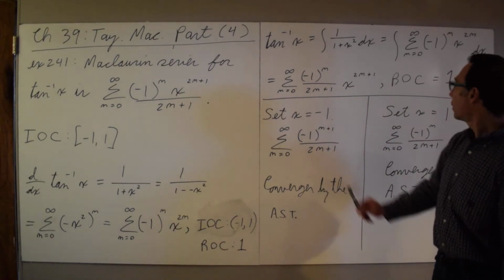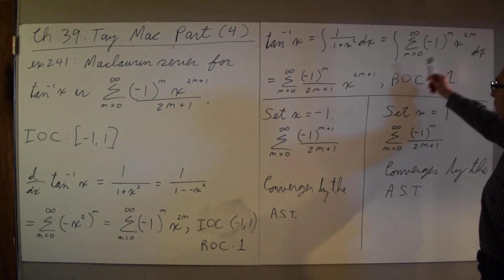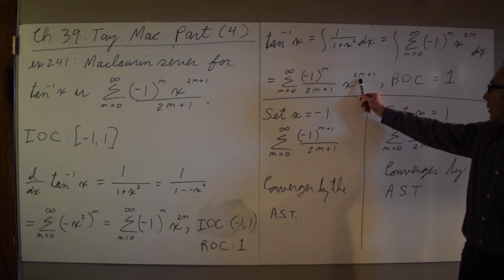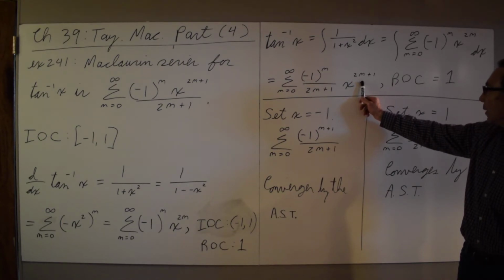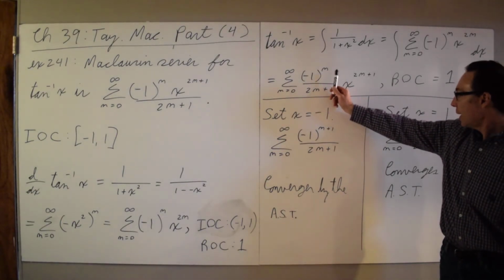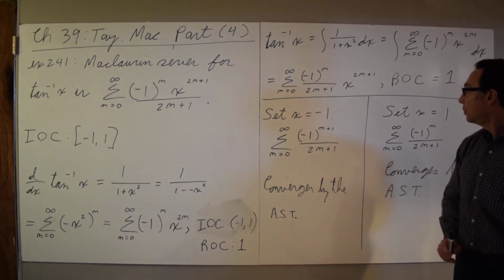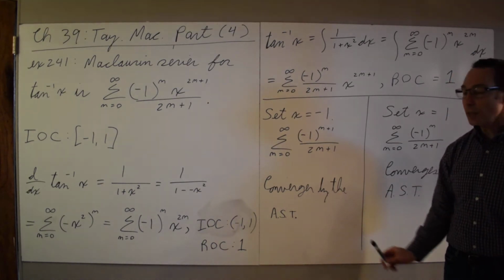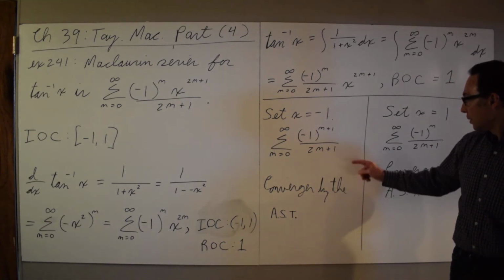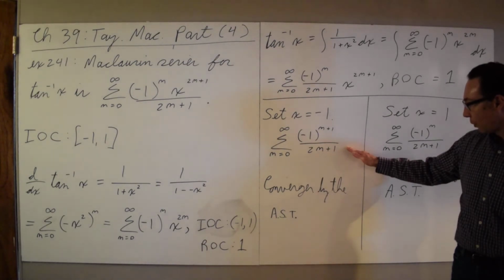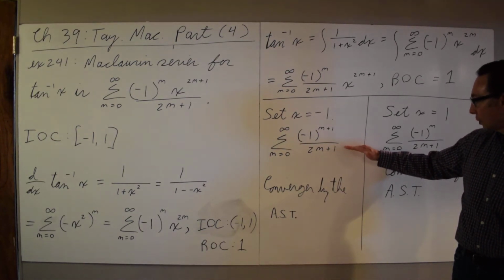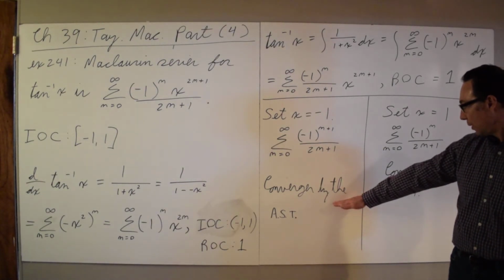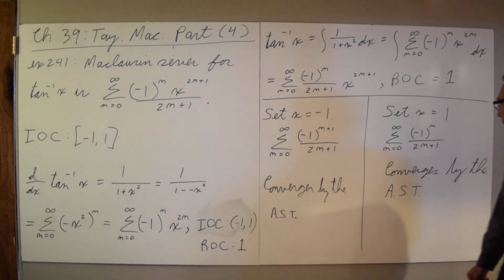We set x equal to negative 1 right here, and we simplify. Negative 1 to an odd exponent is negative 1. Negative 1 times negative 1 to the n is negative 1 to the n plus 1. This series converges by the alternating series test. This series is not absolutely convergent. So this series is actually conditionally convergent, but it converges by the alternating series test, so we know that negative 1 is in the interval of convergence.